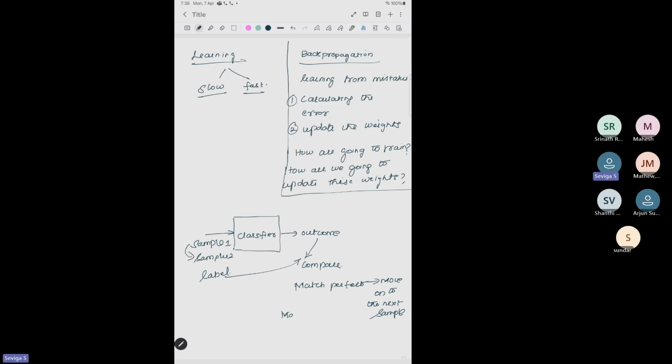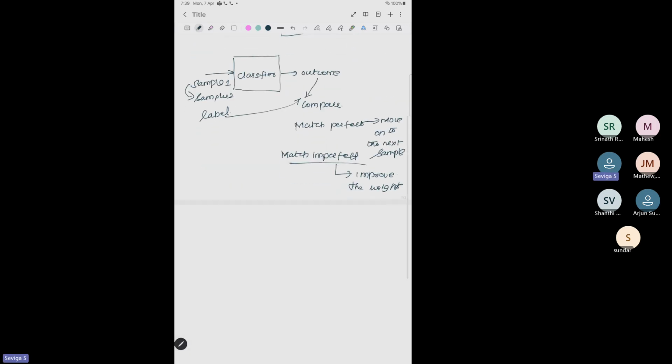If the match is imperfect, we will try to improve. We will improve the weights. So how do we improve the weights? How do we learn from our mistakes? We know a mistake has been made. By comparing, we know there is a mistake. This is not matching with this one. So we know we need to improve from our mistakes. But how do we improve? By improving the weights. So how do we improve the weights?